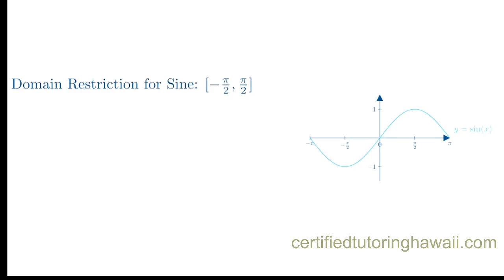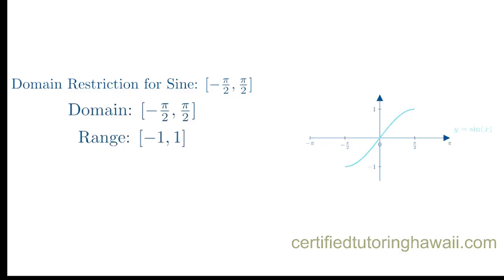Notice what happens when we do this. Let's look at the graph again, but only for this interval. This highlighted portion of the graph is now our new function. It starts at y equals -1, at x equals -π/2, goes through the origin, and ends at y equals 1 at x equals π/2. Any horizontal line we draw will only intersect this piece of the curve once. The domain of this new, restricted sine function is -π/2 to π/2, and its range is -1 to 1.